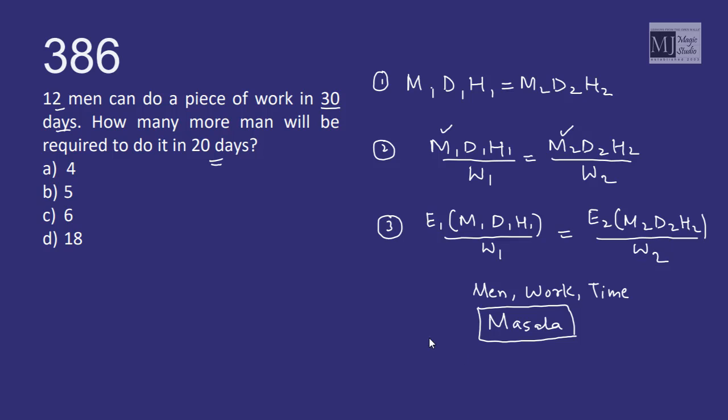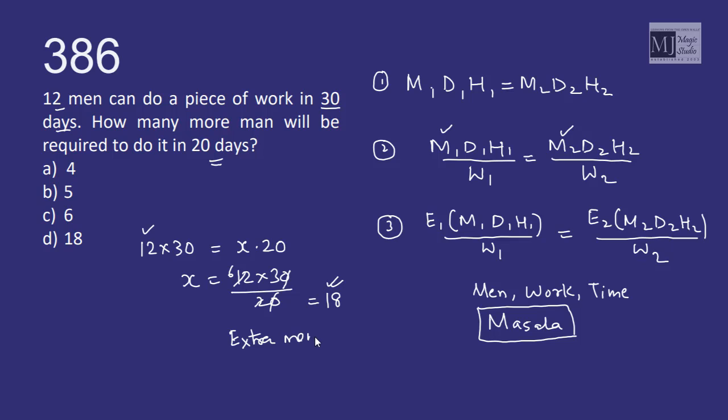Based on this, let us see how quickly we can do this sum. 12 men can do a piece of work in 30 days. 12 into 30. Hours are not given. How many more men will be required? Let me require X men, so that the work is completed in 20 days. So what is the value of X? 12 into 30 by 20. That is 18. I have 12 men, but I require 18 men if I want to complete this work in 20 days. Extra men required would be 18 minus 12, that is 6. Option C fits in.